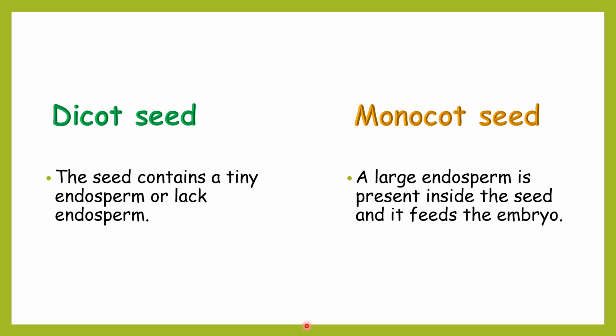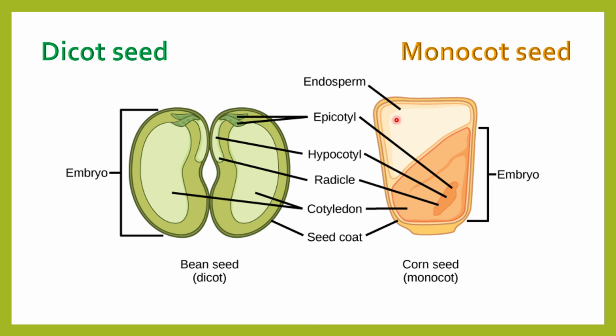Dicot seed, the seed contains a tiny endosperm or lacks an endosperm. In the monocot seed, there is a large endosperm present in the seed and it feeds the embryo. Here, this is the large endosperm of the monocot seed, but the dicot seed lacks an endosperm here. Sometimes there may be a tiny endosperm.